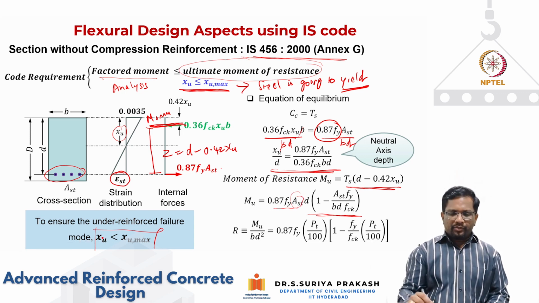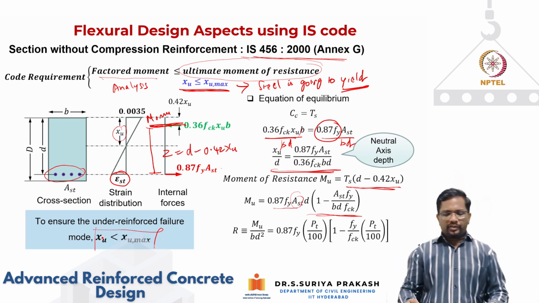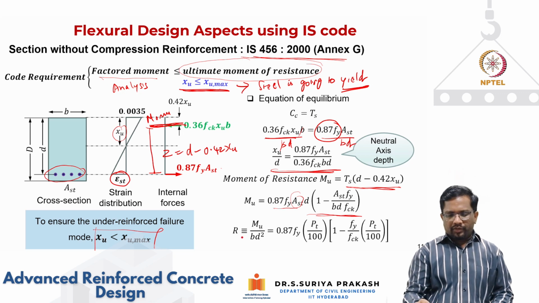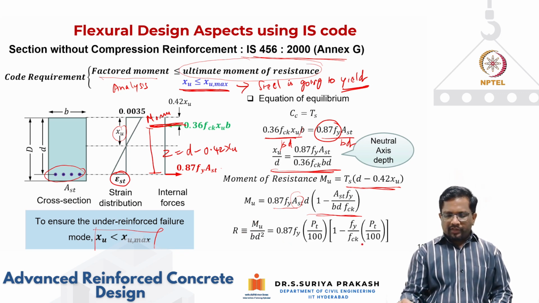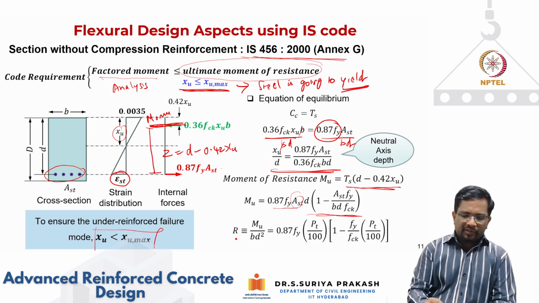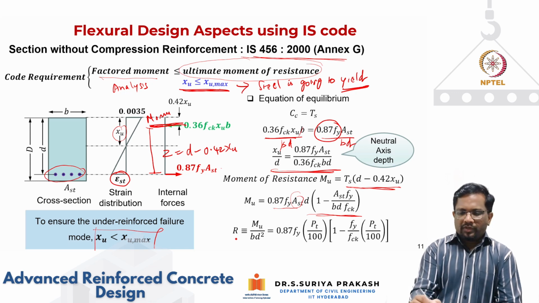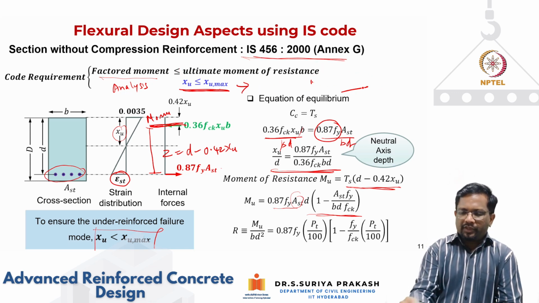So what I can do now is express this again in terms of your normalized quantity, Mu by bd squared, which we can call R. Then you can write this in terms of pt, since this Ast can be expressed in terms of your pt. Now again, what is pt? If you go back, what is pt?